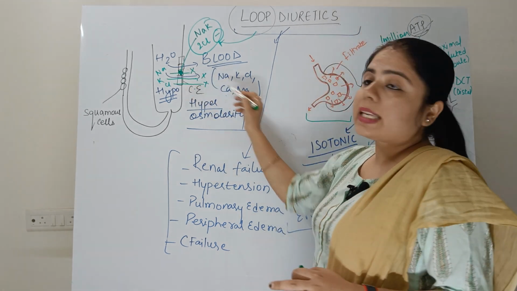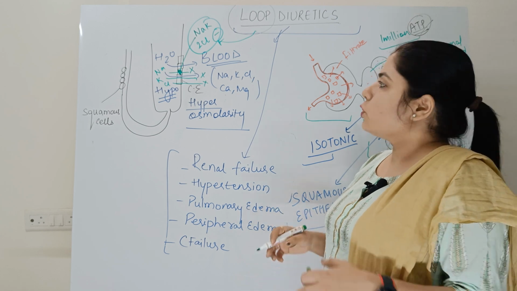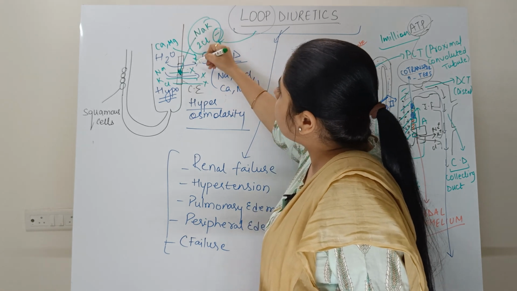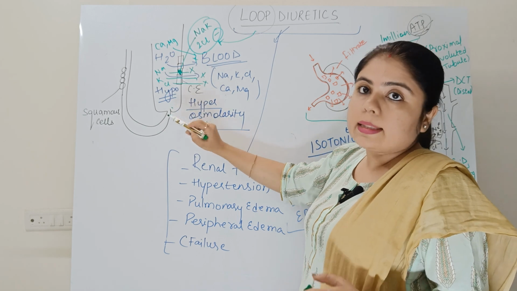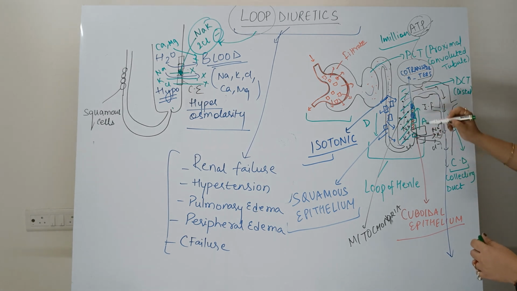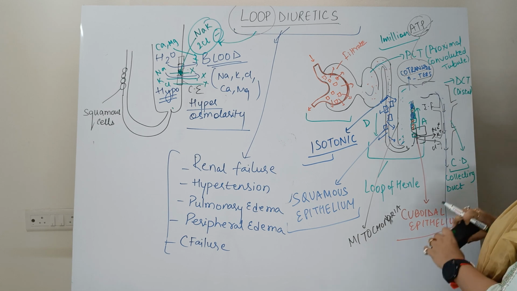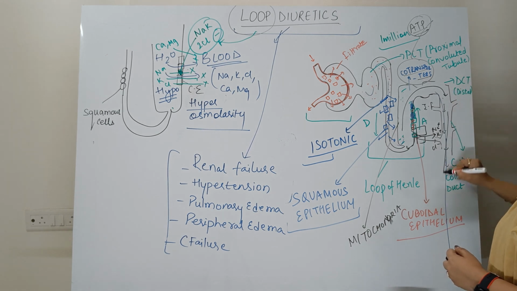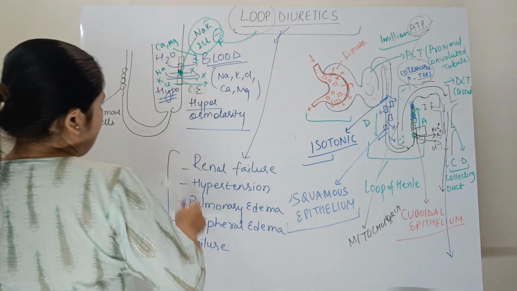And when there is no escaping of all these ions, then there will be no electrical gradient developed. So there will be no escaping of calcium and magnesium. So none of these ions will escape, and all these ions will remain in the ascending loop of Henle, that is the thick loop of Henle. And when all these ions are present inside this region, they will become a part of urine and they will be lost from the body. Along with that, it will reverse this scenario of hyper and hypoosmolarity.